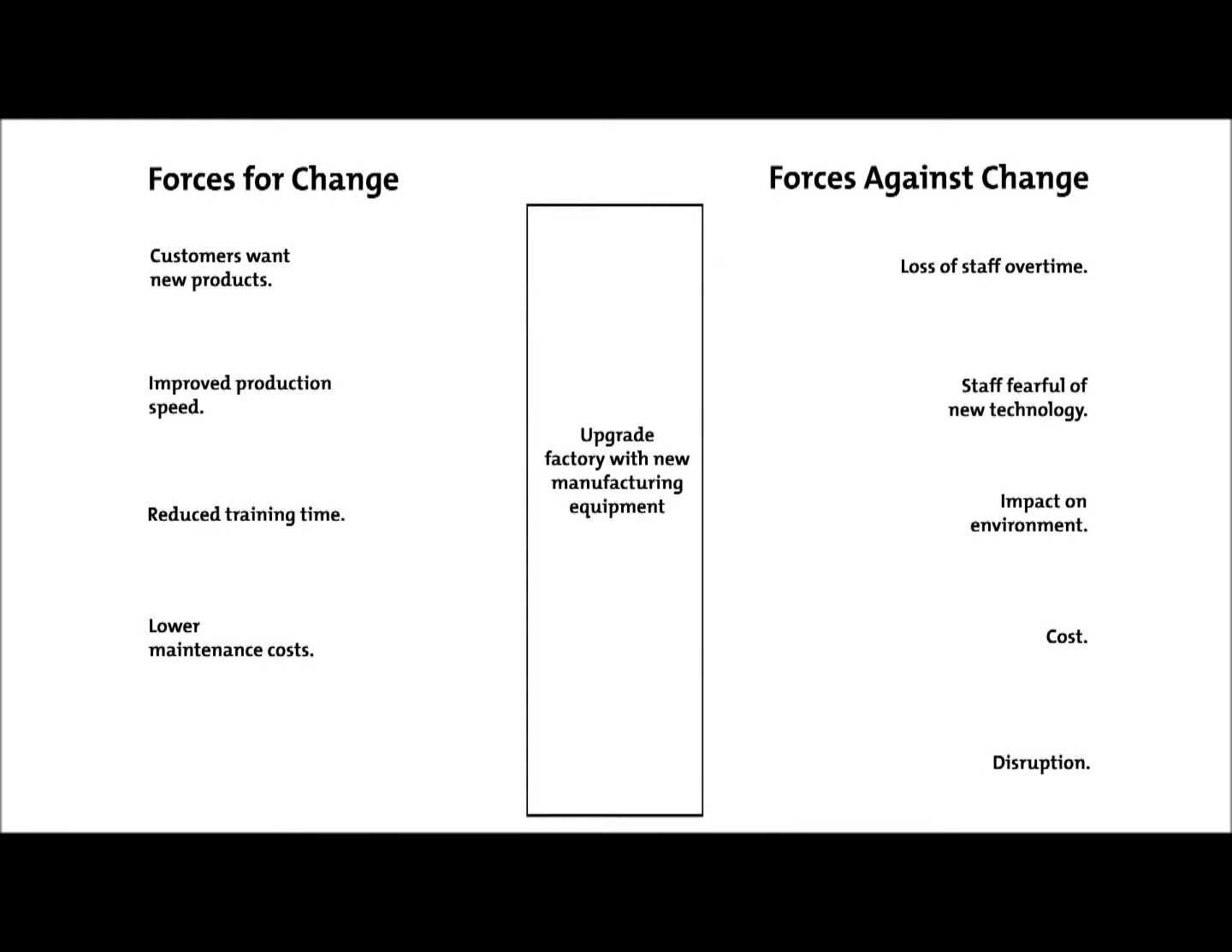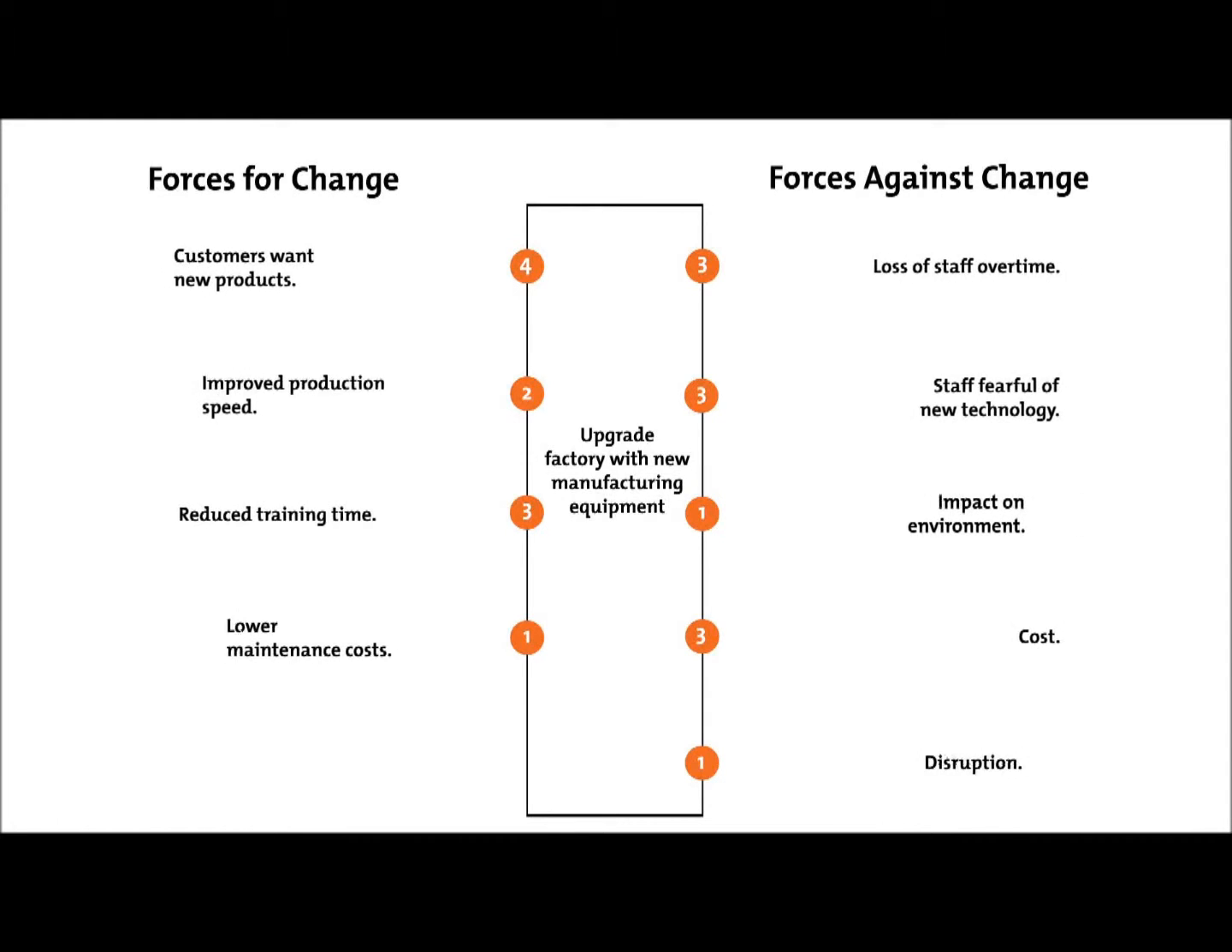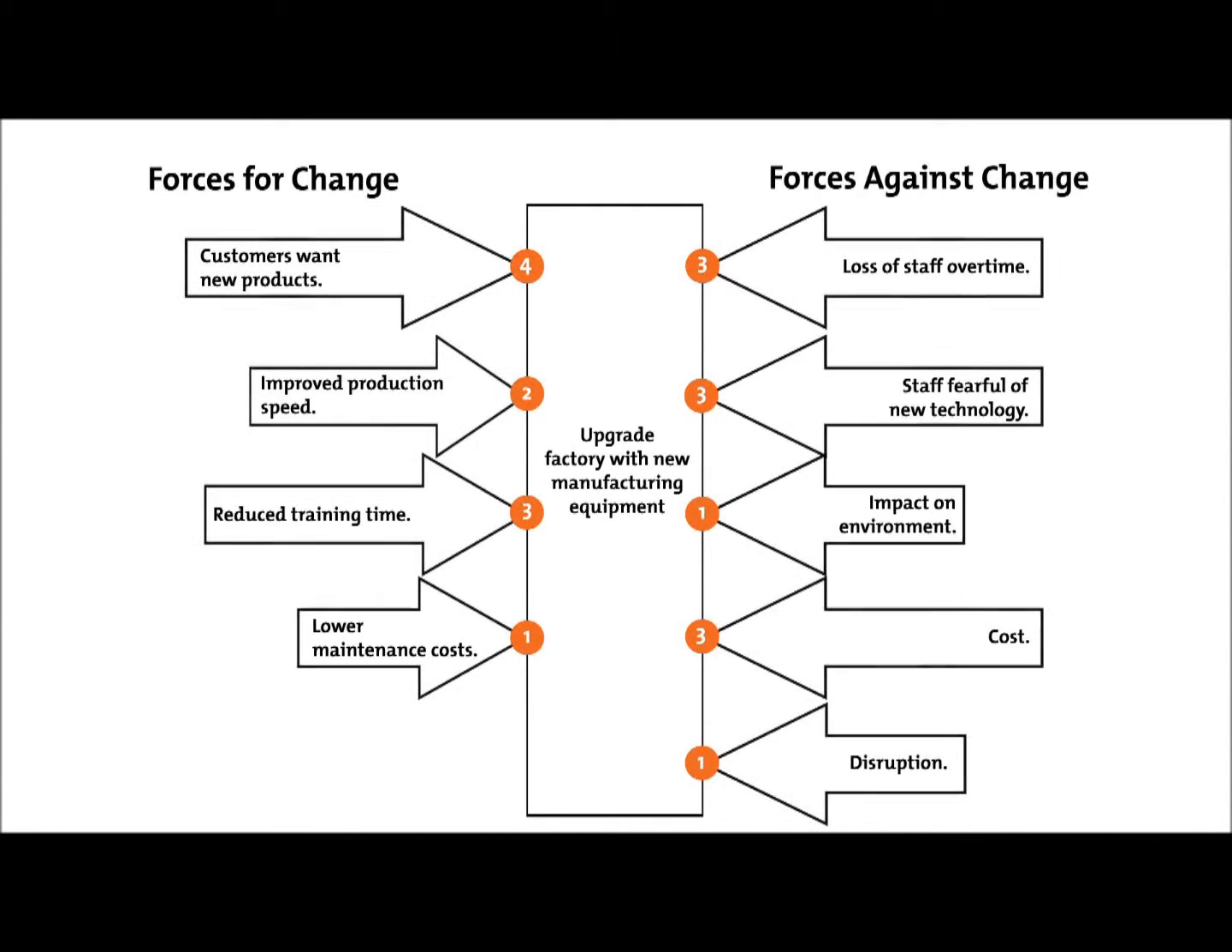Next, go through and assign a score of between 1 and 5 for each of the pros and cons. A score of 1 means that this element isn't that important. A 5 means it's very important. When you score the pros and cons on the diagram, you can represent the importance of each force by drawing arrows around them. Use bigger arrows for the forces that have a greater influence on the change, and smaller ones for those that have less.